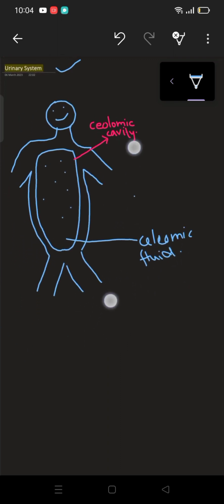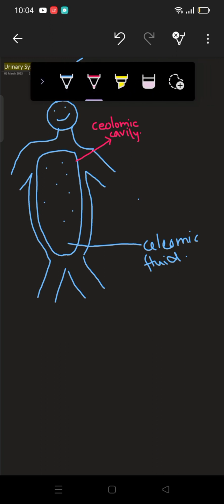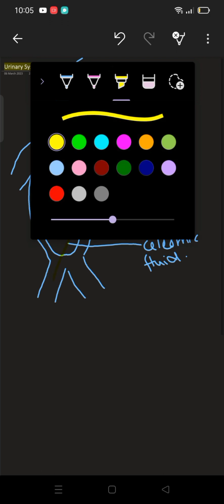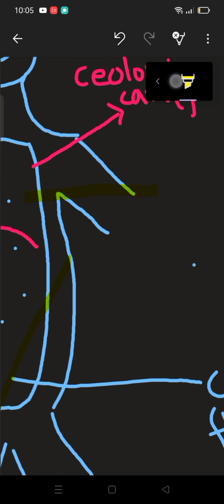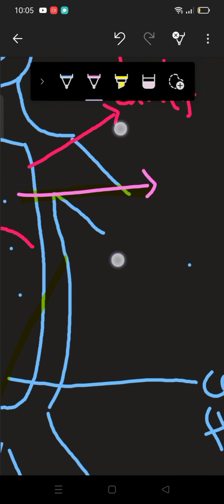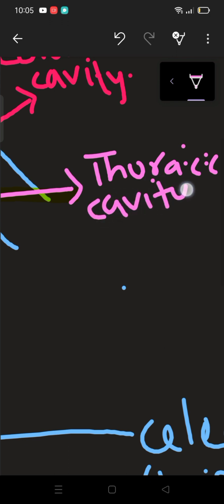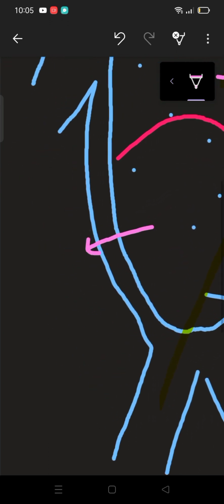Now coelomic cavity is divided into two parts, the upper part and the lower part. So the upper part of the coelomic cavity is known as thoracic cavity. And the lower part of the coelomic cavity is known as abdominal cavity.